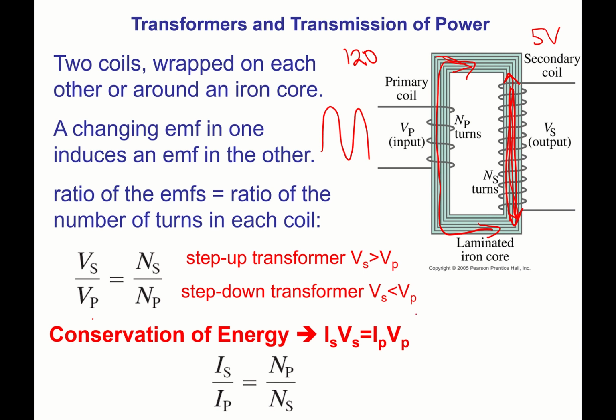If we assume that energy is conserved, so the power on the secondary side is equal to the power on the primary side, which is almost true. We lose a little bit of that power to heating inside the core. Then the ratio of currents on the secondary to the primary is inversely proportional to the ratio of turns. So you see that in this case the fraction is the other way up than what we had for the voltages.